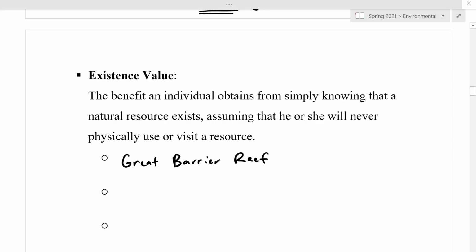So this is an example of the Great Barrier Reef, again, could be there. It could be in all three of these. Even if I do want my kids to see it, or if I want to see it in the future, option value and bequest value, then I could still also have existence value, just because I think it's an important thing.